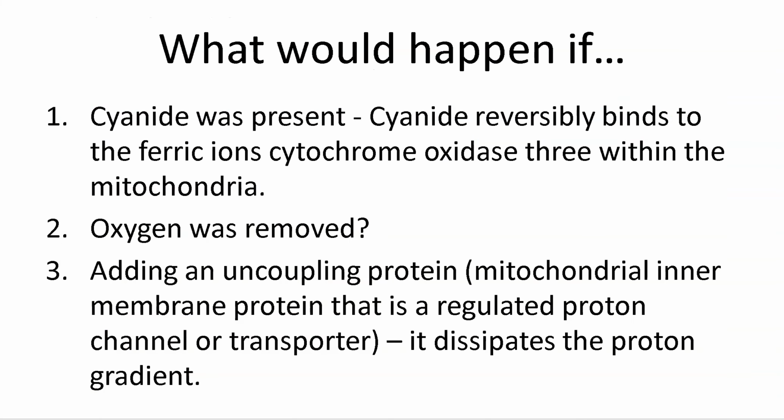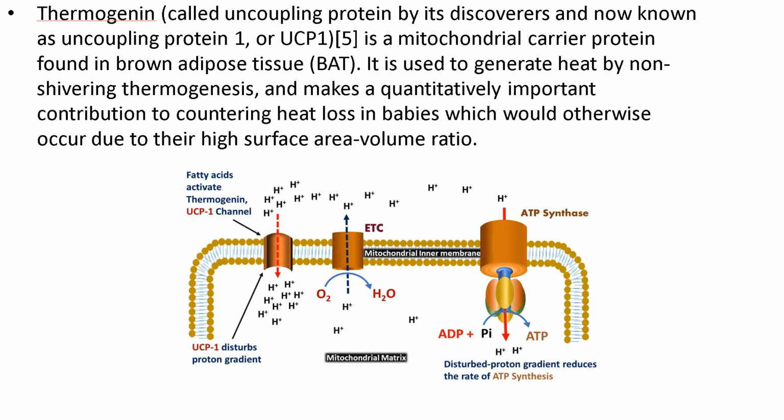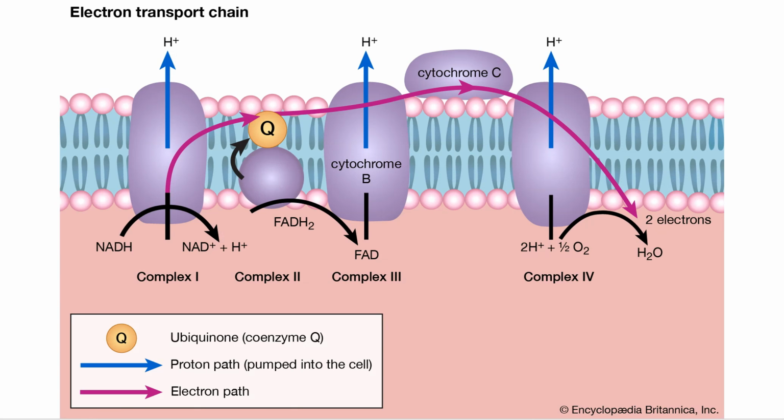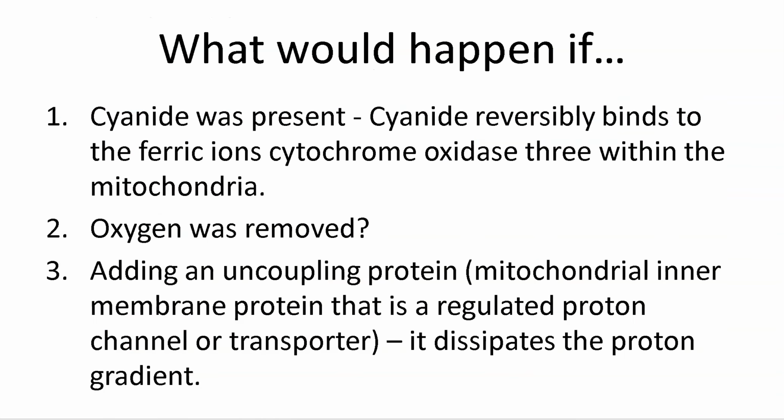All right. And then here's another couple of questions that I want you to pause and think about. What would happen if cyanide was present? Cyanide reversibly binds to the ferric ion of cytochrome oxidase 3 within the mitochondria. Cytochrome C right there. What would happen if oxygen was removed? What would happen if you added an uncoupling protein, a mitochondrial intermembrane protein that is a regulated proton channel, which means it dissipates or nullifies the proton gradient? What would happen?